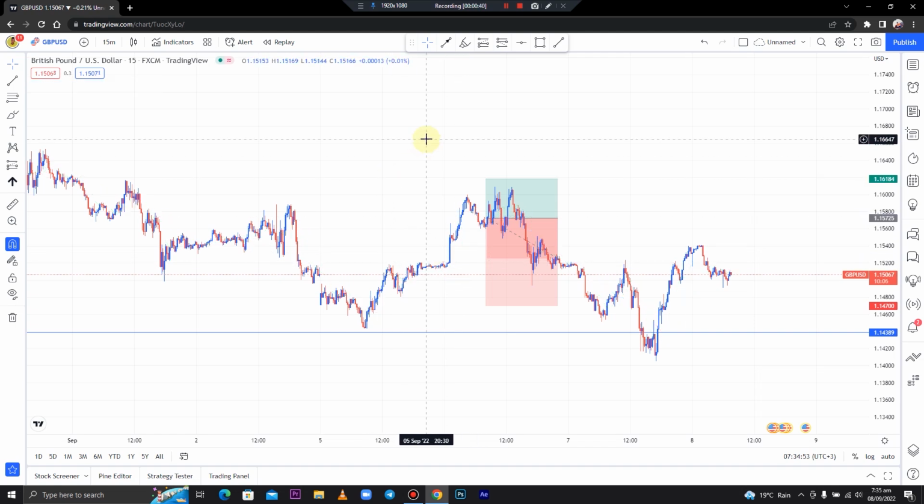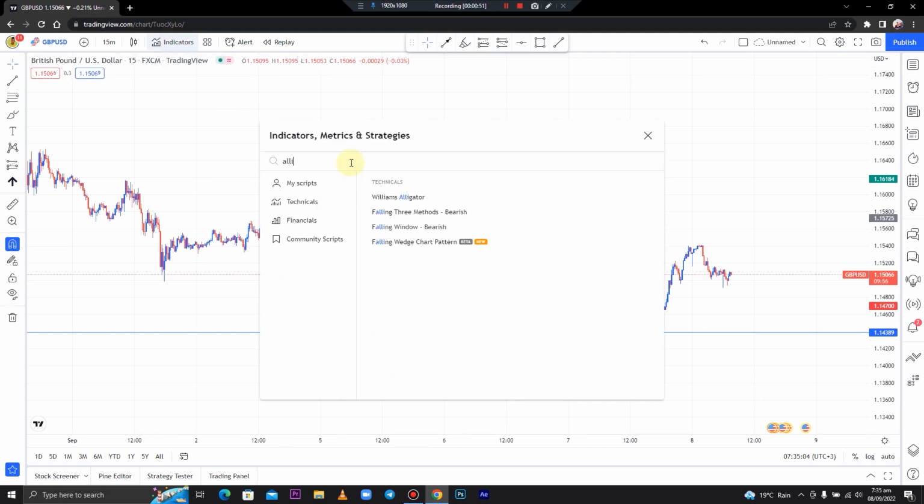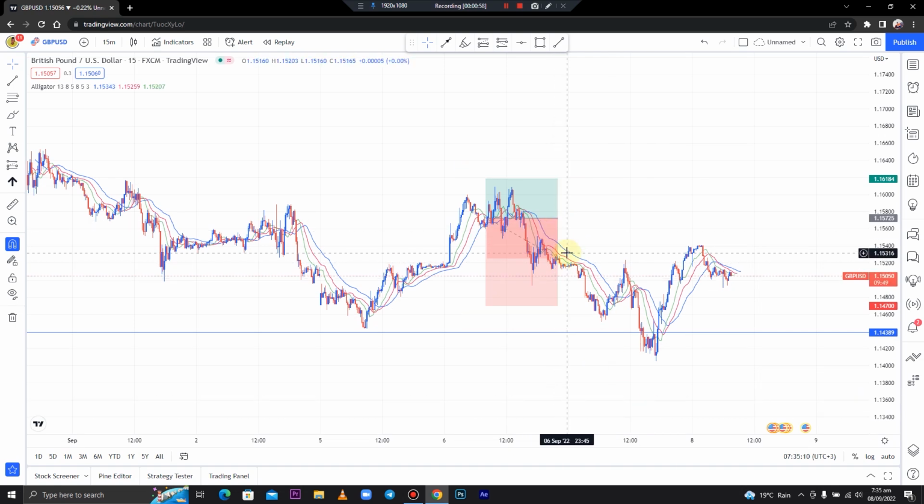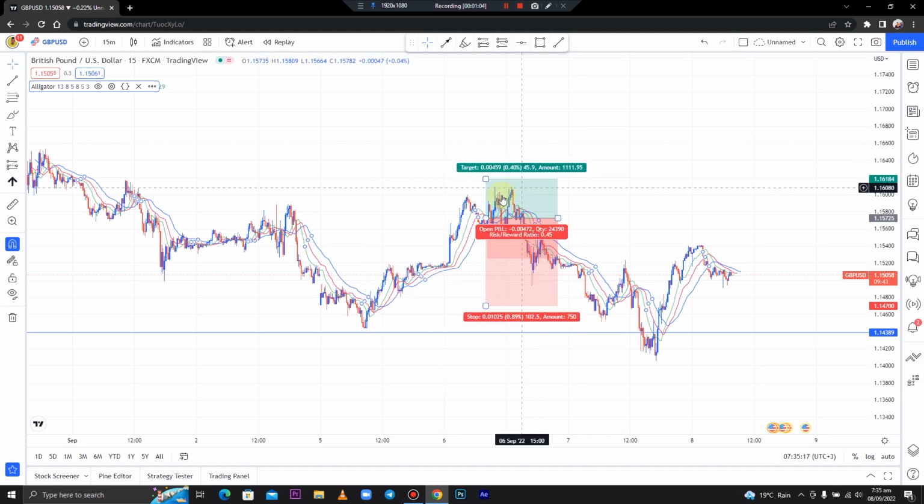Whether you're using TradingView or MT4, what you need to do is check for indicators. On TradingView, I click on indicators, and then I type in alligator. Boom, it's called the Williams Alligator, and there we go. We don't have to change any of its settings, because we don't need to change any. Basically, that's all we need.